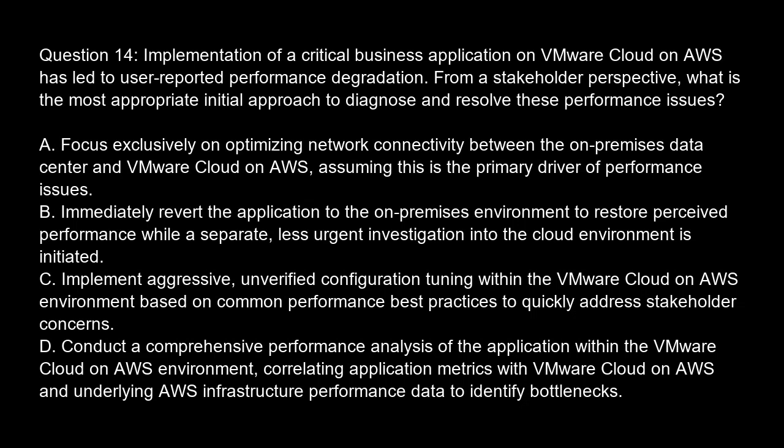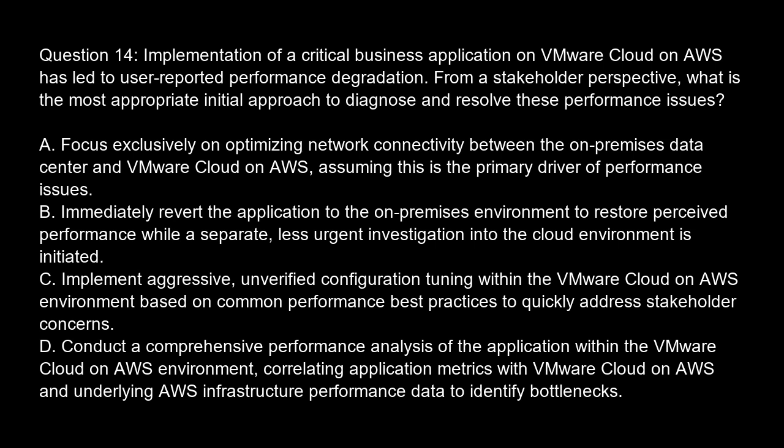Question 14. Implementation of a critical business application on VMware Cloud on AWS has led to user-reported performance degradation. From a stakeholder perspective, what is the most appropriate initial approach to diagnose and resolve these performance issues? Option A. Focus exclusively on optimizing network connectivity between the on-premises data center and VMware Cloud on AWS, assuming this is the primary driver of performance issues.